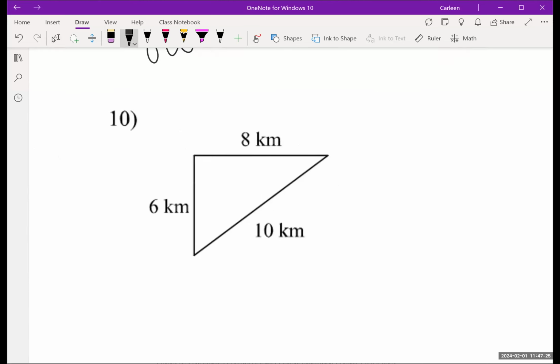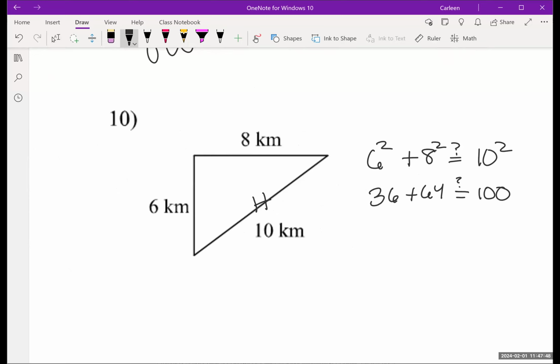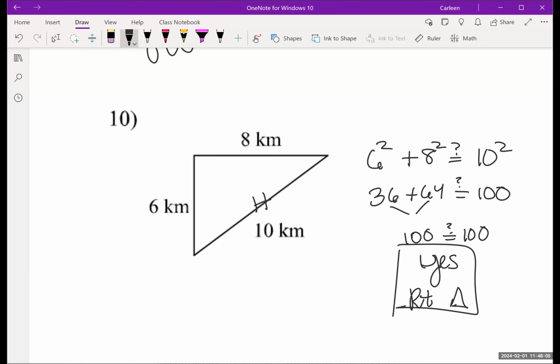So this one, we're going to do really quick. This is the H, longest side. 6 squared plus 8 squared equals 10 squared. 36 plus 64, is it equal to 100? Combine like terms, is 100 equal to 100? Yes, it is a right triangle. And we are done. That was long.